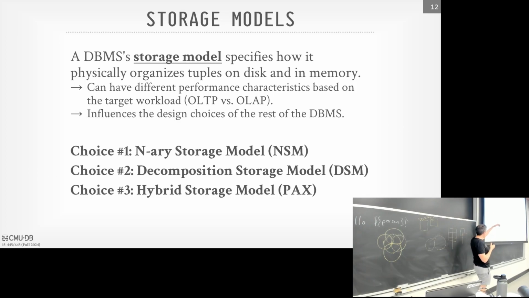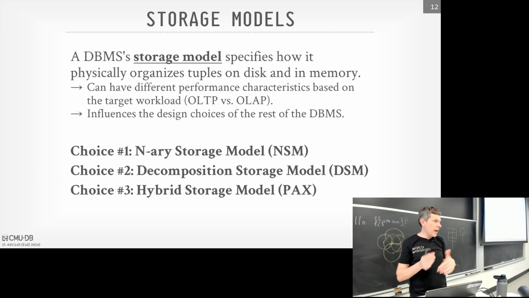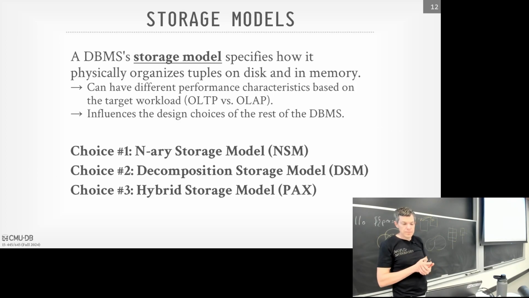So the canonical approach most people think about when they think about database storage is called the n-ary storage model, or NSM. It's sort of the academic term. If you said row store, it's the same thing. The decomposition storage model, or DSM, or column store would be the more common term. It's another approach. And then we'll cover this last one called hybrid, or PAX, which is going to look a little bit like the NSM, look a little like DSM, and still get the benefits of both of them.